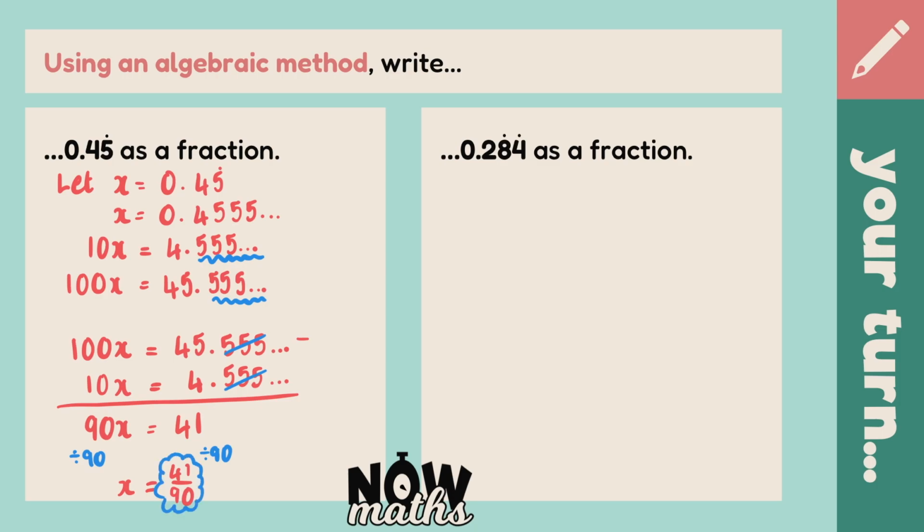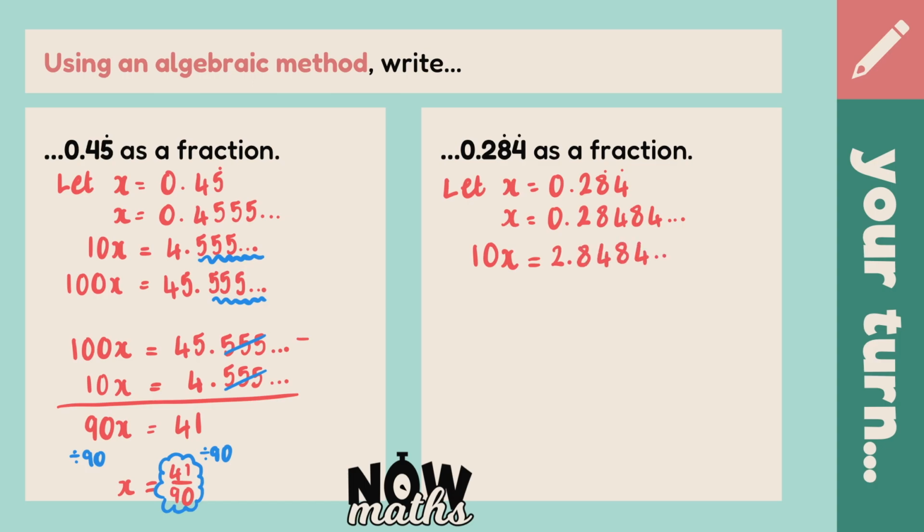For our second question, we have 0.284 recurring to convert to a fraction. So we start off by letting x equal 0.284 recurring. And if we write this out a little more fully, we could write it as 0.28484 and so on. Now let's multiply by 10. So we have x multiplied by 10 is 10x, and if we multiply the decimal by 10, the digits shift to the left one place to give us 2.84 recurring.